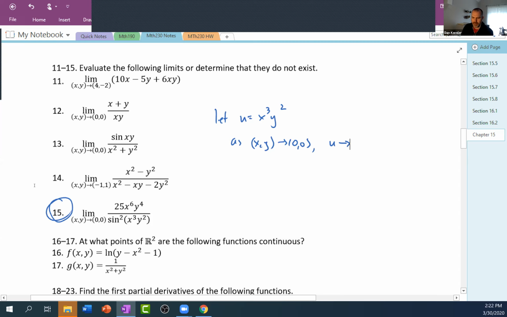What do you think? I need to have 0. It should approach 0, right?